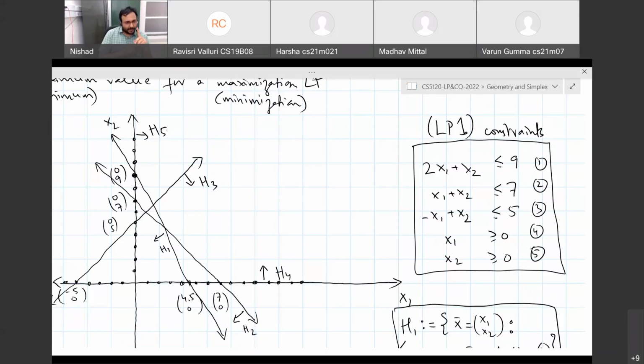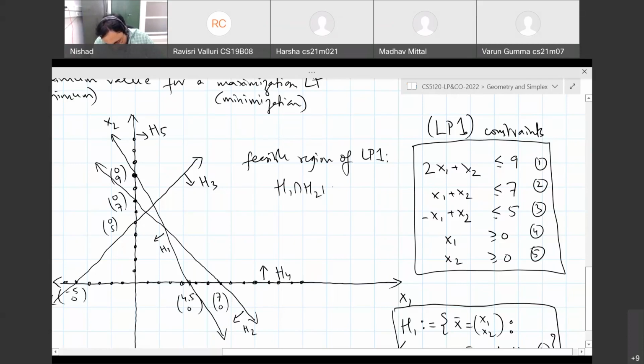Now think about it. Your 5 half spaces are sets of points that satisfy the 5 constraints respectively, right? Now I'm looking at all the points that satisfy all of the constraints. What will that be set theoretically? Yeah, intersection, exactly. Does everybody agree? So the feasible region of our LP1 is simply H1 intersection H2 intersection H3, 4 and 5.